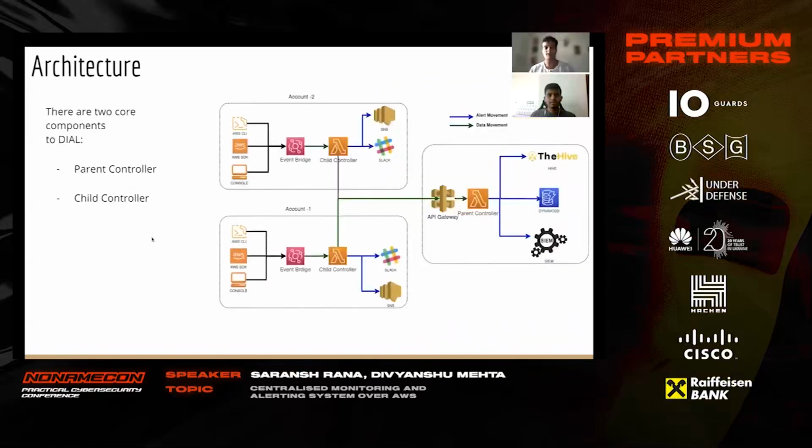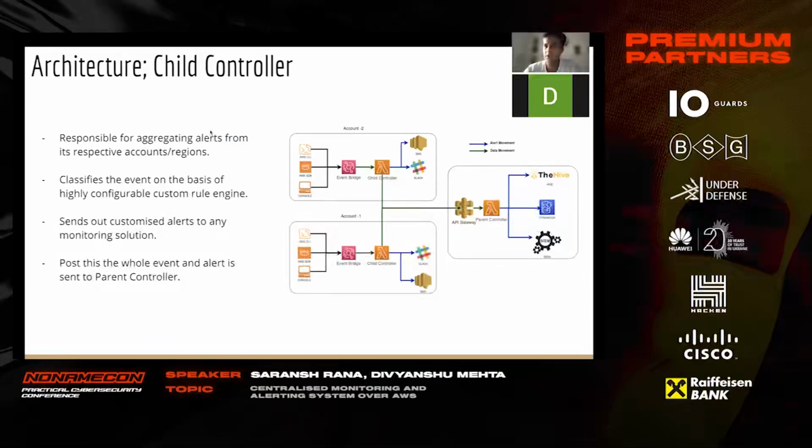Jumping onto the architecture. So I'll just move it up here. As you can see in this architecture, this is the whole deployment architecture on any given infrastructure. Account 2, account 1 being the accounts that you have, and this particular account can be the parent place. This whole architecture works in two different components, the child controller and the parent controller. On the next slide, I'll be talking about the child controller in depth, and after that I'll talk about the parent controller.